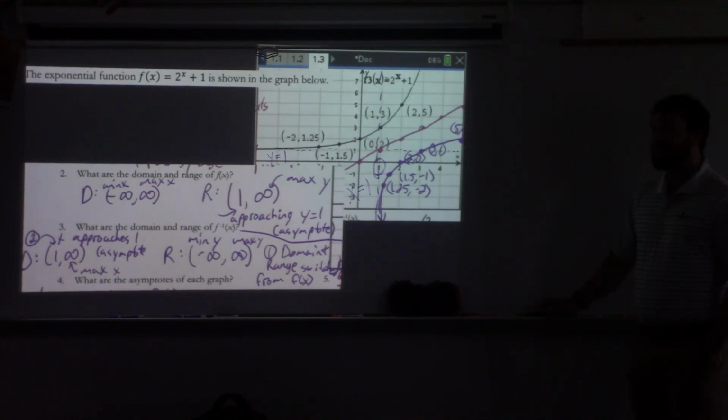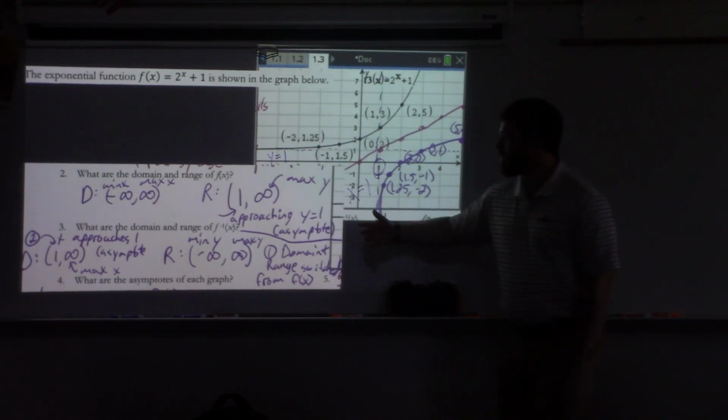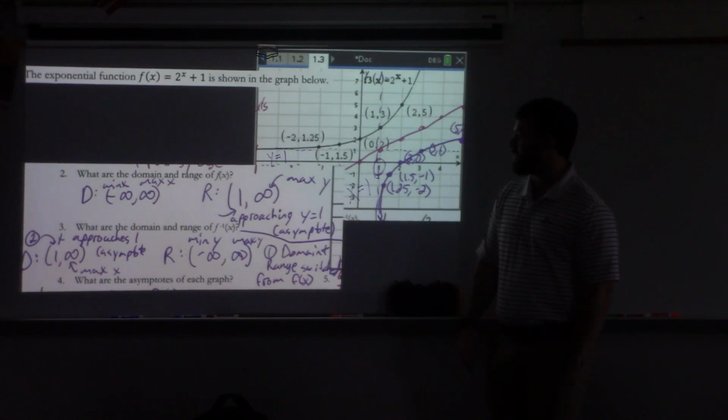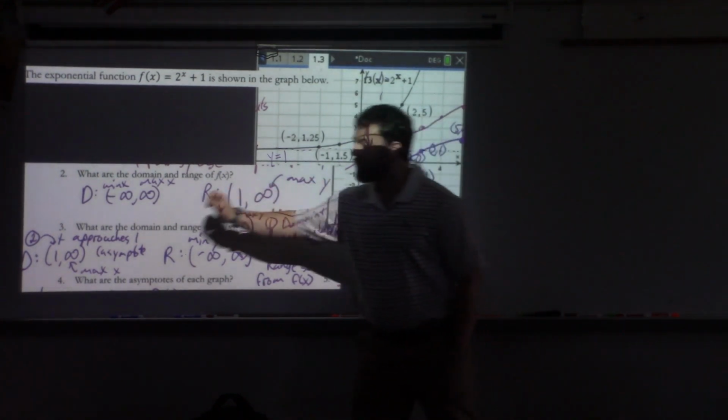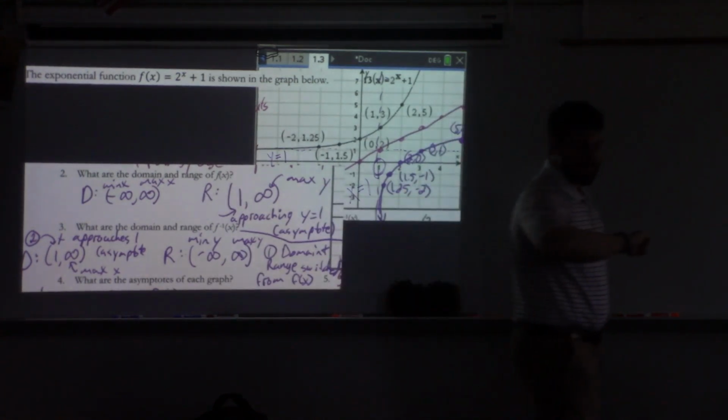So every piece of this that you identify correctly, even the idea of domain and range switching, if you note stuff like that, that's evidence of understanding. Even if your domain and range here is wrong, but you correctly switch your domain and range, that's evidence of understanding.